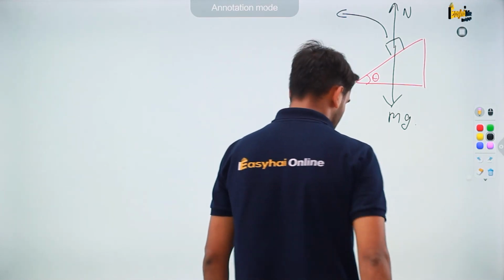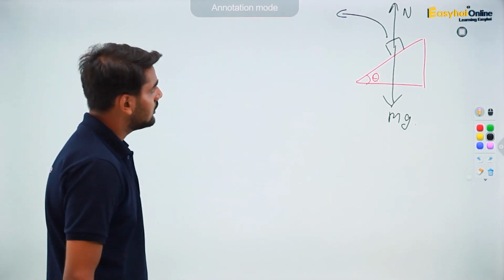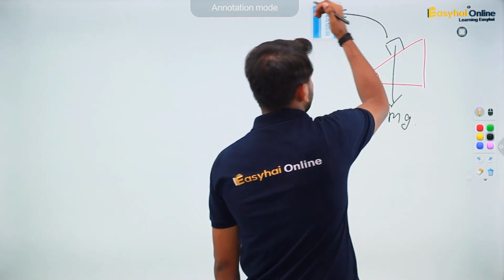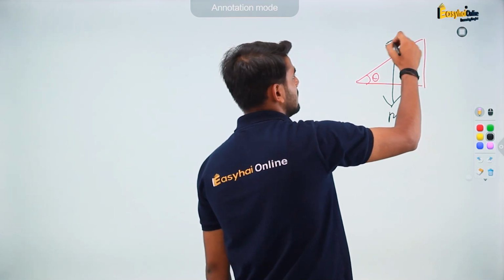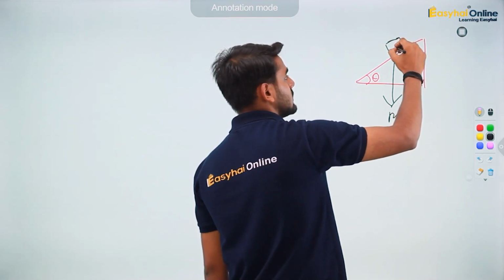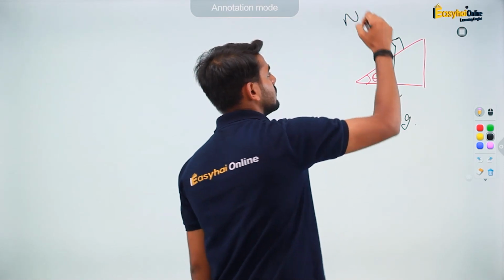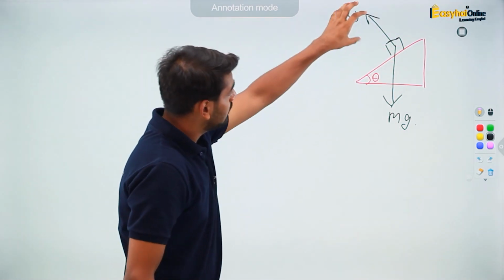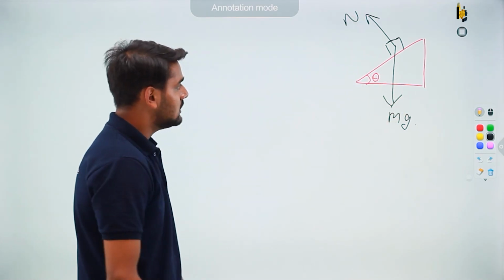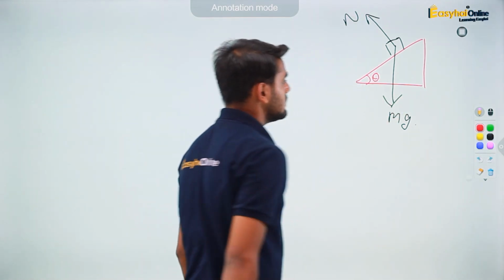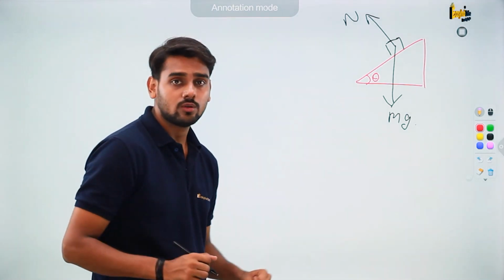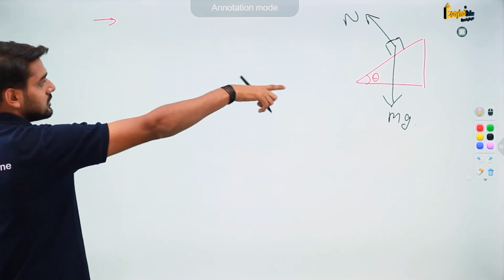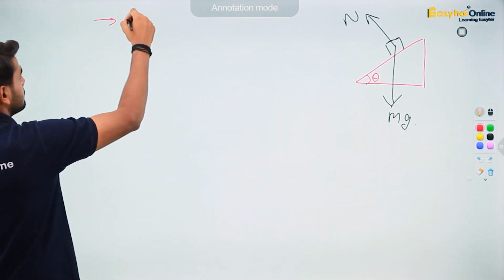Another important thing, one mistake has been made here. You can clearly see this normal reaction is going to be perpendicular to the surface, so the normal reaction is going to be like this, and not in a straight line. Now here, I'm going to take the case in which there is no friction as of now. This is an ideal case in which there is no friction between the car and the road.